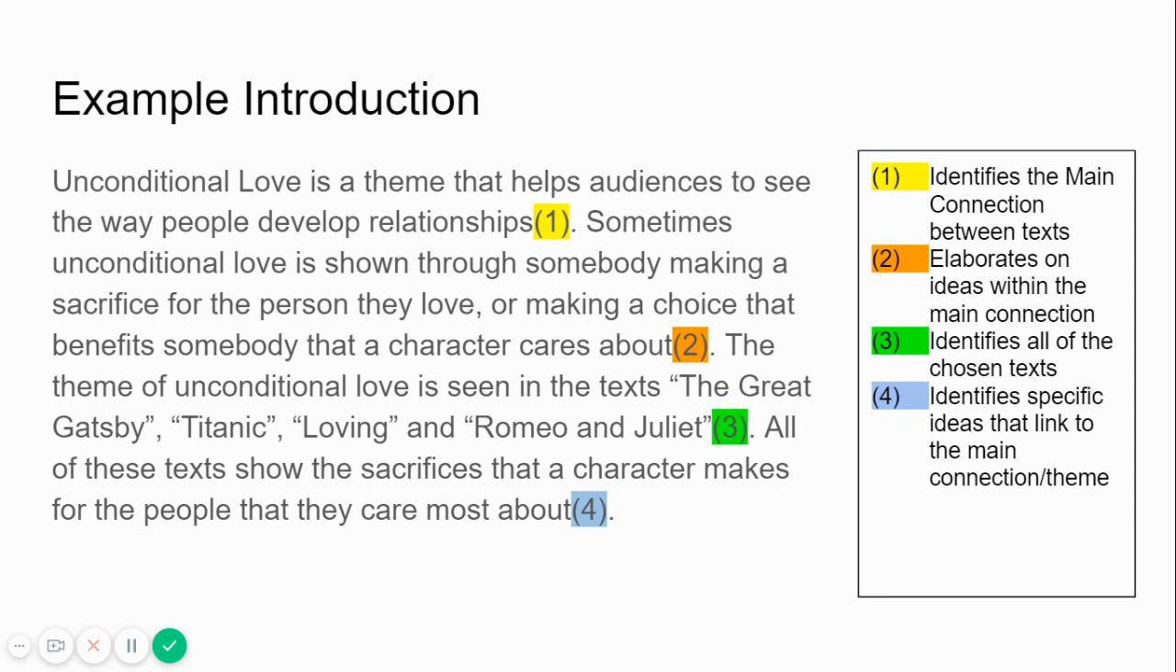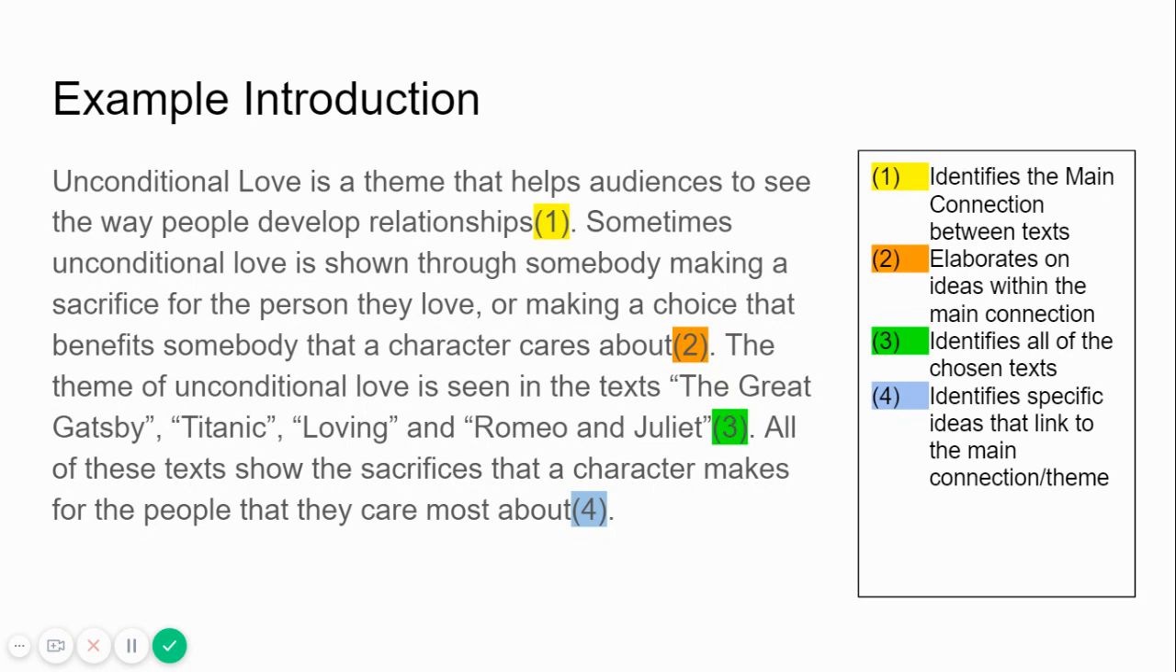It also doesn't jump straight into telling the audience what the texts are. It's an opportunity for you to tell the audience about a theme without having your writing feel like it's just a checkbox that you are using. So the next part goes and elaborates on ideas within the main connection. Sometimes unconditional love is shown through somebody making a sacrifice for the person they love, or making a choice that benefits somebody that a character cares about.